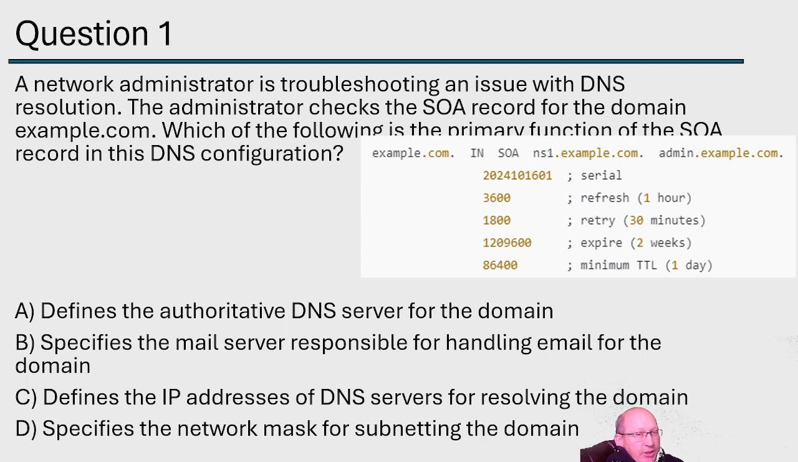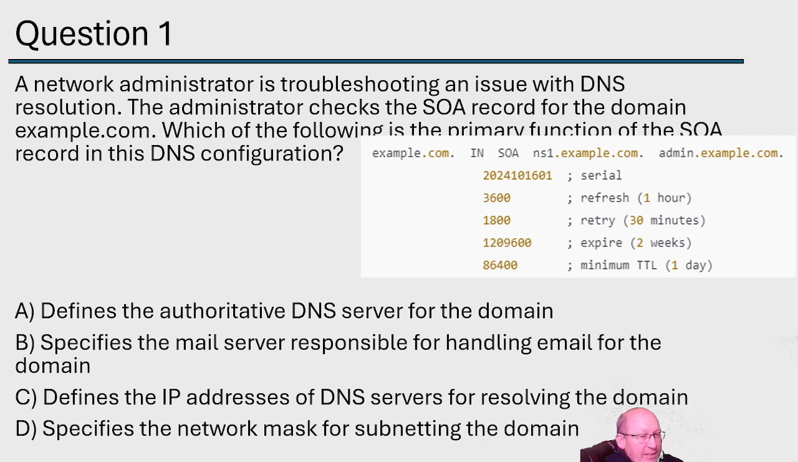A network administrator troubleshooting an issue with the DNS resolution. The administrator checks the SOA record for the domain example.com. Which of the following is the primary function of the SOA record in this DNS configuration? Well, if we know what SOA means, then we know it's the start of authority record. It specifies the authoritative DNS server for the domain, including important zone information such as refresh rate, retry rate, and expiration times. That's what the SOA does.